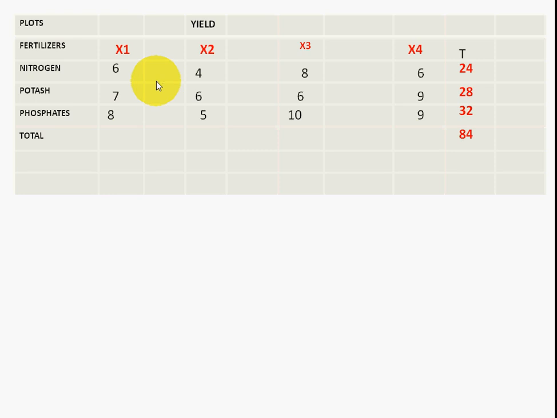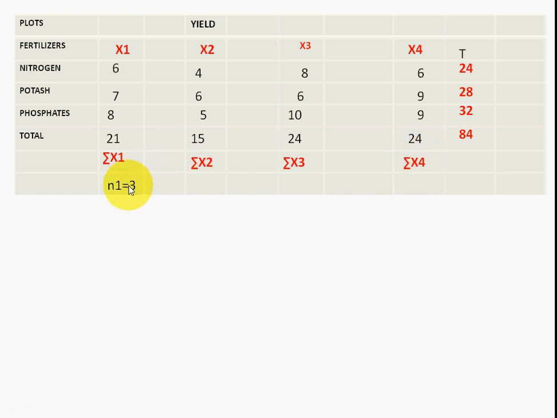What we have to do is the summation of these rows: 6 plus 4 is 10, 10 plus 8 is 18, plus 6 is 24. Similarly you get the other values. Column wise summation: 6 plus 7 is 13, plus 8 is 21. Similarly here 15, here 24, here also 24. This 21 is sigma x1, 15 is sigma x2, 24 is sigma x3, and here also 24 is sigma x4.